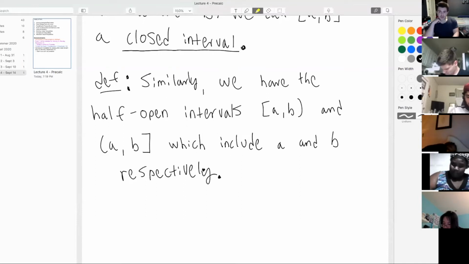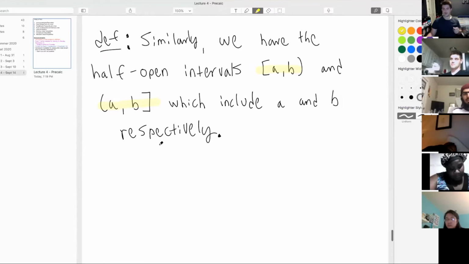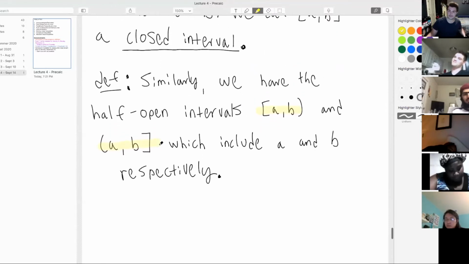So the first one, bracket A, B parenthesis, includes A but does not include B. The second one, parenthesis A, B bracket, includes B but does not include A. So pretty much wherever the bracket is around, you include that number in the set. If there's a parenthesis, you do not include that number in the set. But all of the other numbers between the two are still included.